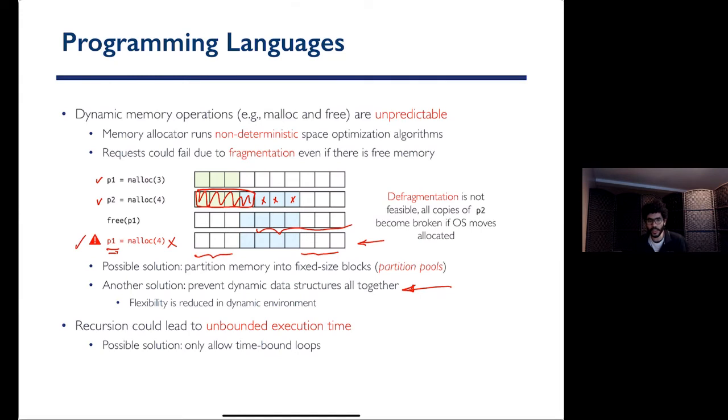The other issue is recursion, right? So let's say you have a recursive function and the termination condition depends on inputs. Then the execution time of this function is unpredictable because it depends on the input. And again, predictability is key. So you don't want recursion in your real-time systems.